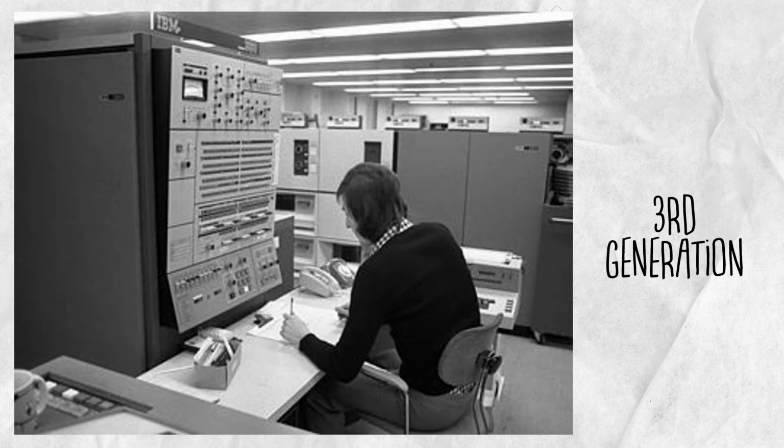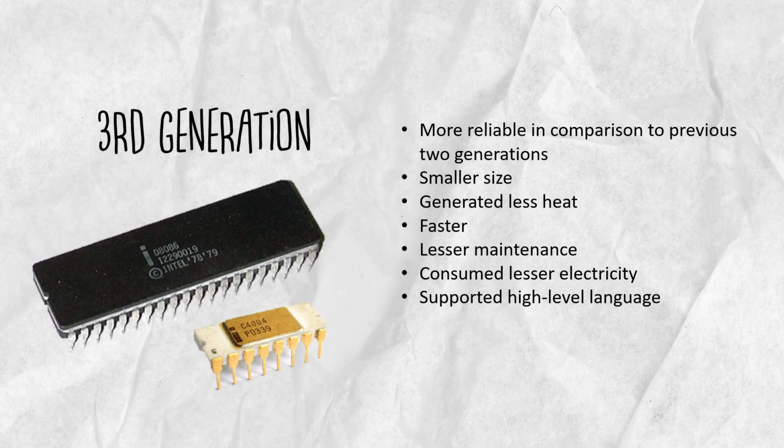So next, the third generation. As you can see the woman inside, the computer becomes a bit smaller, but is still big. That is how the computer looks in the third generation, and it is using ICs, which are integrated circuits. It is more reliable in comparison to the previous generation. It is smaller in size, generates less heat, is faster, needs less maintenance, consumes less electricity, and supports high-level languages such as C++ and databases. We started using that in the third generation, in 1965.